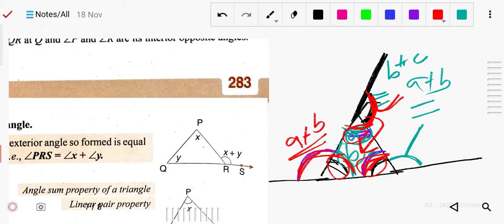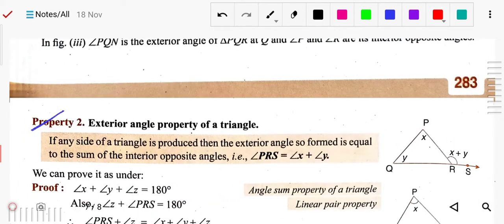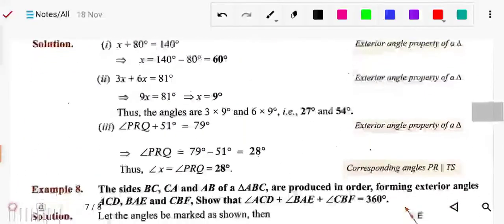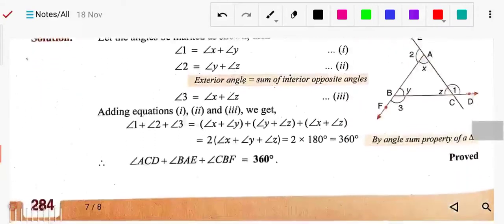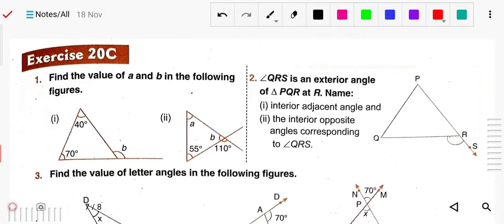Based on this we will solve the questions. So we directly move to exercise 20c and solve some questions. These are the examples, you can go through them here. Now we will solve exercise 20c. Find the value of a and b in the following figures. So first of all we solve this.